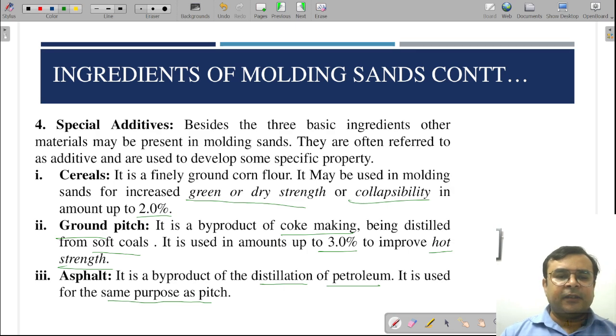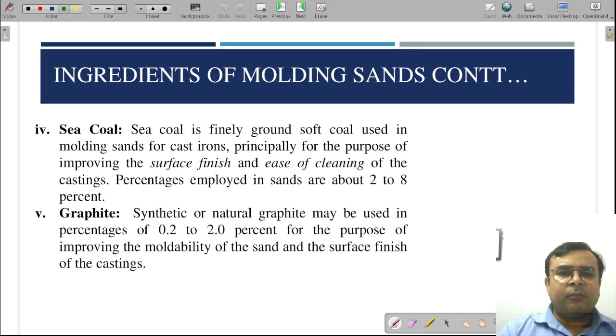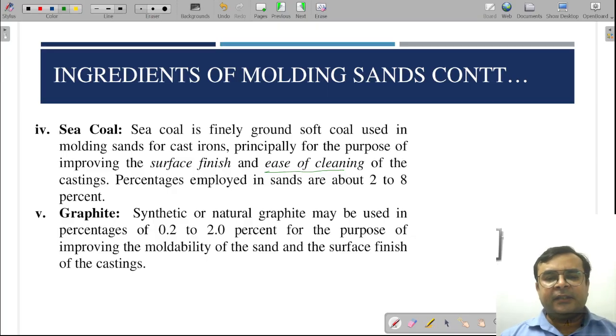It also increases the hardness and strength of the molding sand. Next, sea coal. Sea coal is fine ground soft coal used in the molding sand. It is a carbonaceous material, and generally it is used for getting a better surface finish and improving the collapsibility of the molding sand. It is even used to improve the detachability of the pattern from the molding sand, so that the pattern can be easily withdrawn from the molding sand.